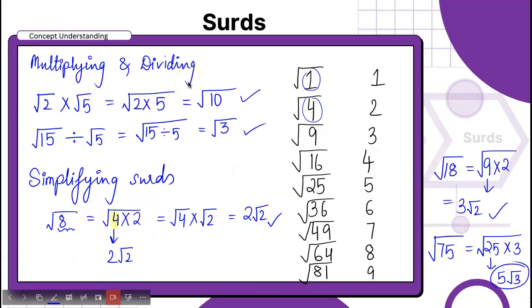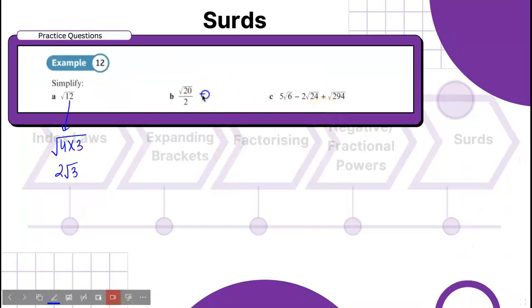Next, 20 over 2. Again, 4 is smaller than 20 and a factor of 20. So we can say 4 times 5 is 20, over 2. So square root of 4 will give us 2. So we can write 2 root 5 over 2. We can cancel them. So the answer goes root 5. Correct? It's a good question.